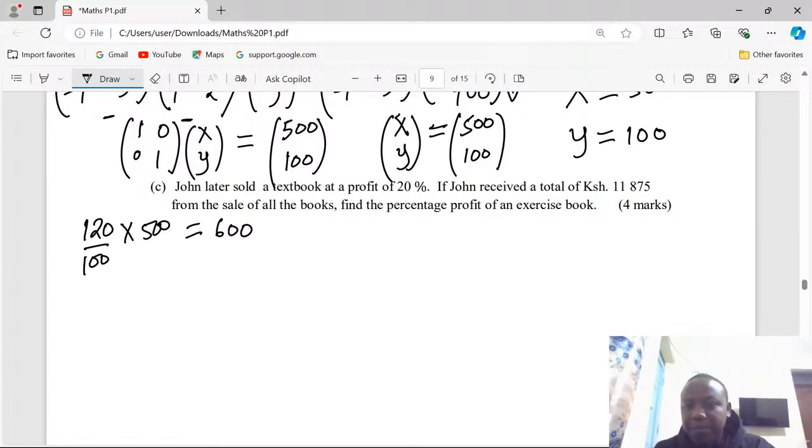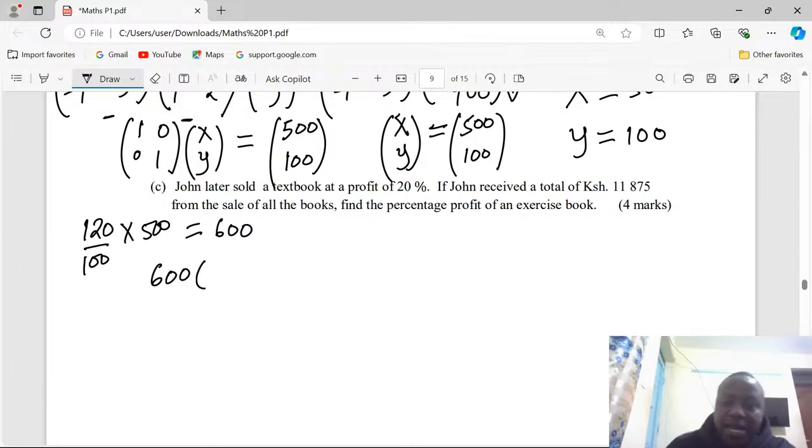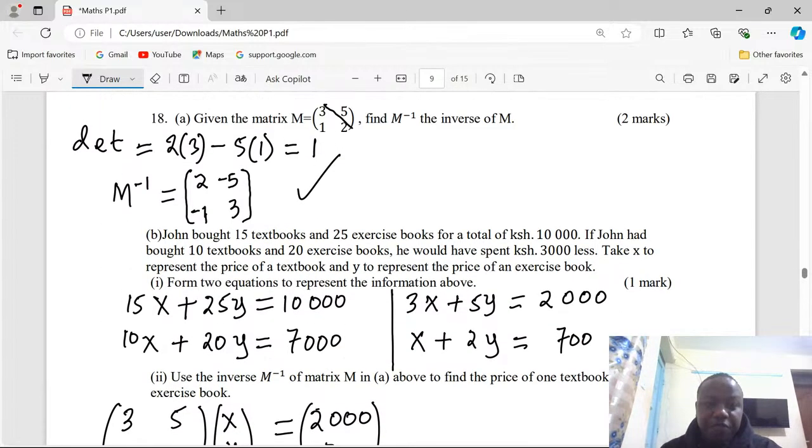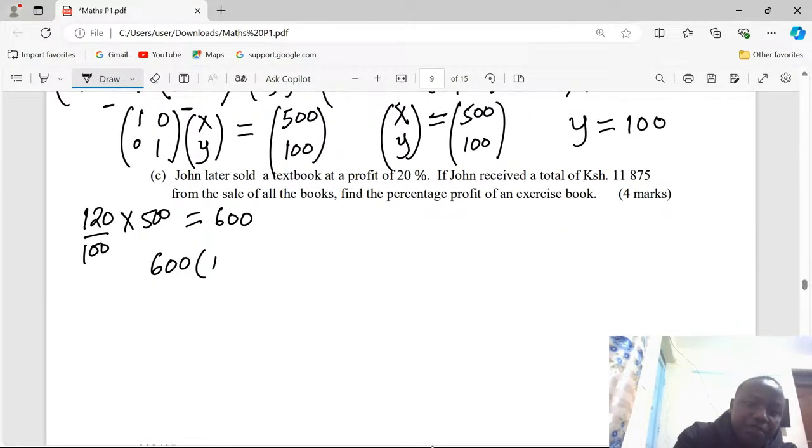If John received a total of 11,875 from the sale of all the books, find the percentage profit of an exercise book. So we shall say now, when we take 600 multiplied by the number of textbooks which were there, we are told that John bought 15 textbooks. So by 15, then we add a certain unknown, and that will be the selling price of exercise books. We are supposed to get total sales.